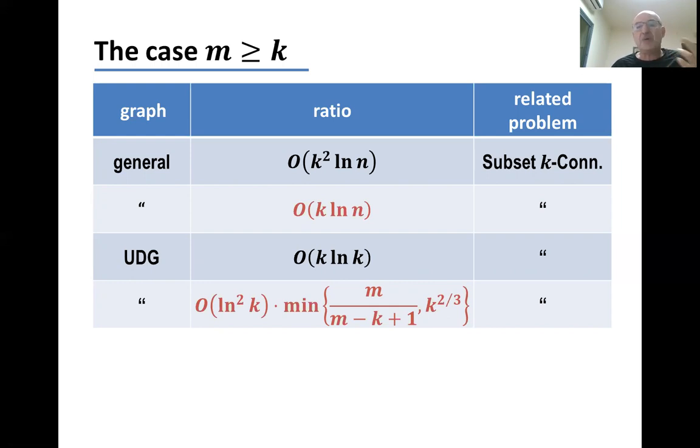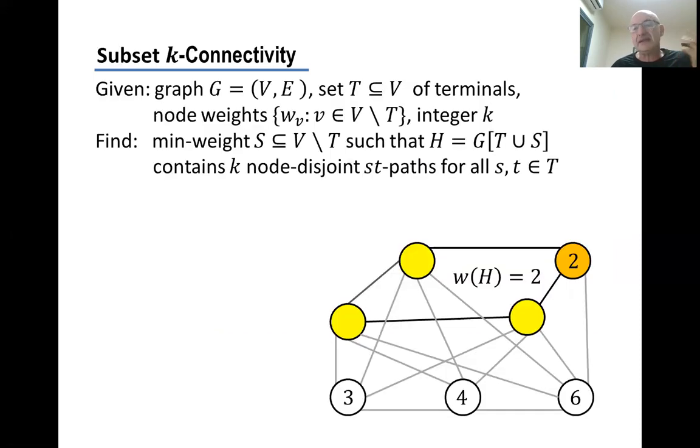Okay, so let's see how this is done. So for this, I need to describe the subset k connectivity problem. So in this problem, the subset k connectivity problem, we are given a graph, a set of terminals. We also have node weights on non-terminals, and we have an integer k. The goal is to find the minimum weight subset of non-terminals, such that the graph induced by the terminals and the chosen set of non-terminals contains k node disjoint s-t paths for every pair s, t of terminals. So in the induced subgraph, we require k connectivity only between the terminals.